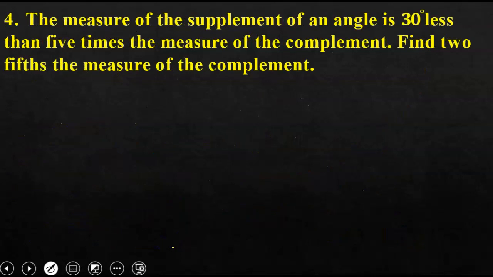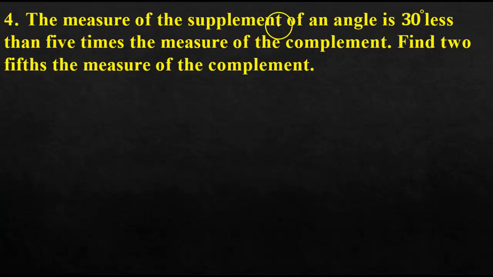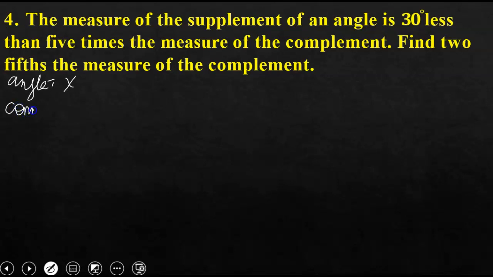Okay. Let's do another one. So more practice. Practice makes perfect. The measure of the supplement of an angle is 30 less than 5 times the measure of the complement. So we need both complement and supplement. So let the angle equal x. The complement of the angle equals 90 minus x. The supplement of the angle equals 180 minus x.